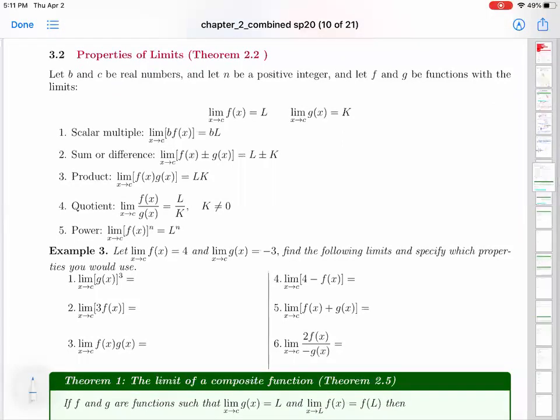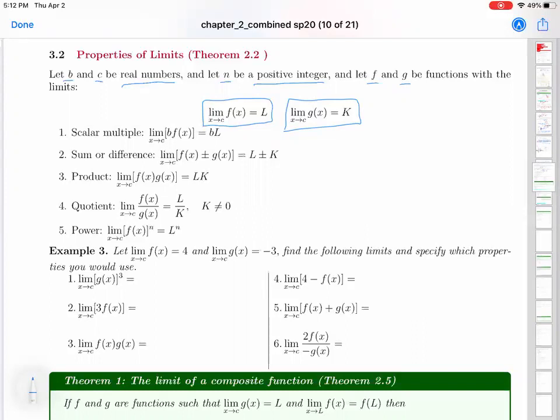Then we can talk about the properties of limits. There's a theorem 2.2 in your textbook. If b and c are real numbers, and n is a positive integer, and f and g are functions with limits, we know that the limit of f of x when x goes to c is L. We know that the limit of g of x when x goes to c is k. Then the following 5 properties are satisfied.